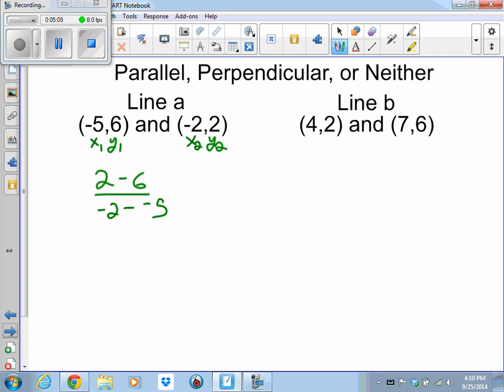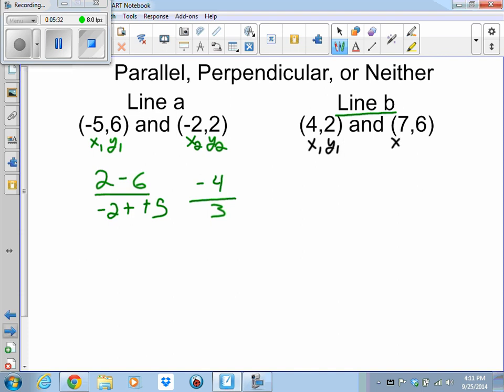2 minus 6 is negative 4. Negative 2 plus 5 is 3. So this slope is negative 4/3. I'm looking to see on line B if that's negative 4/3 or a positive 3/4. Then we can say they're parallel or perpendicular.